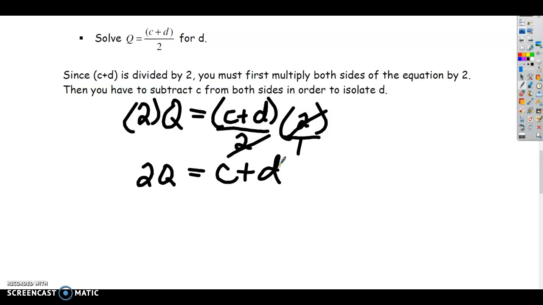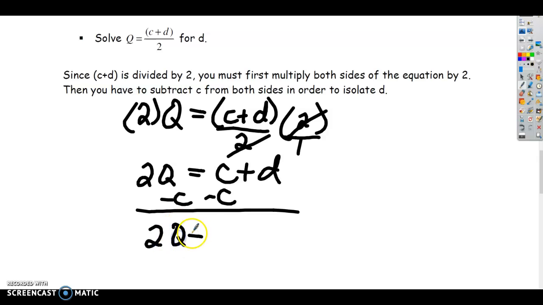And we're still trying to solve for d, which means you need to move c to the other side. If c is positive, then you are going to subtract c from both sides. If c were negative, you would add it, but you always do the opposite operation to move it to the other side. So we're going to have 2q minus c.